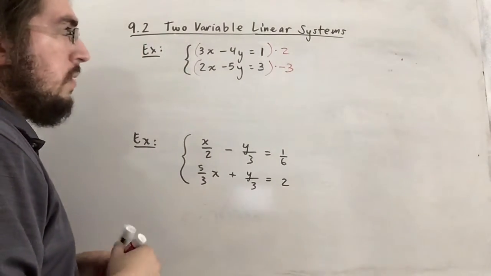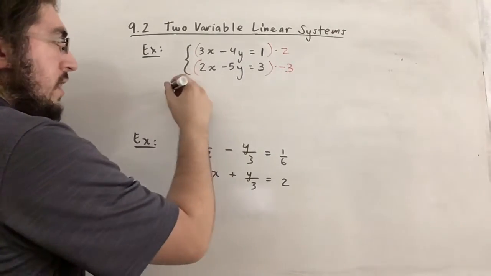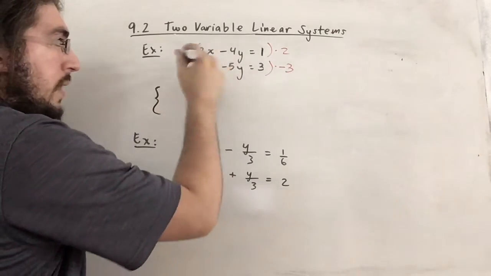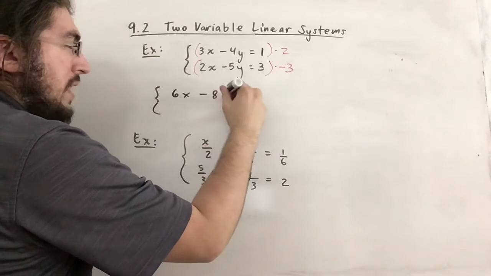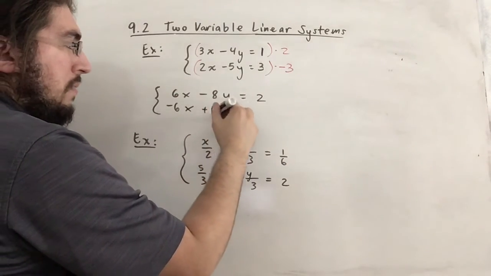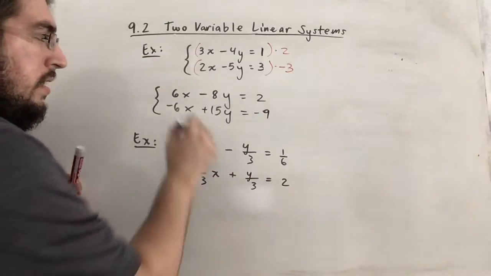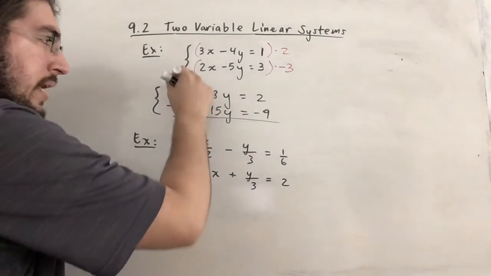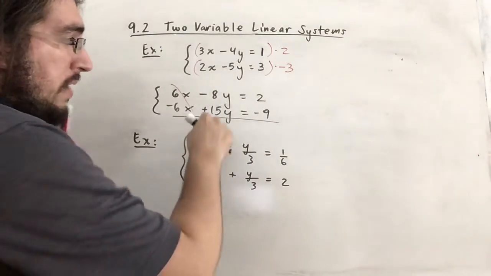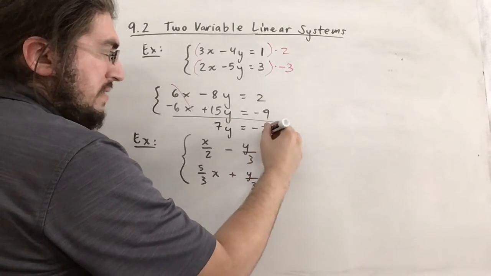Now here, once we multiply, we get something a little different. So let's write a result over here. So the top equation now becomes 6x minus 8y is equal to 2, and the bottom one becomes negative 6x plus 15y is equal to negative 9. Good. Adding straight down, the x's eliminate. Great. And we get 15 minus 8, which is 7y. And here we get negative 7.